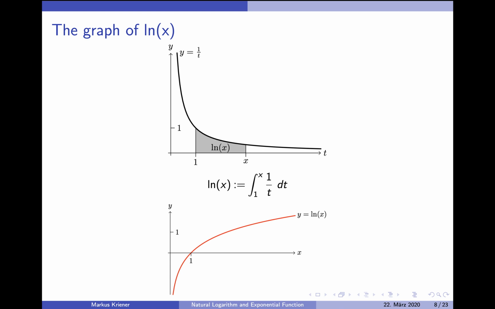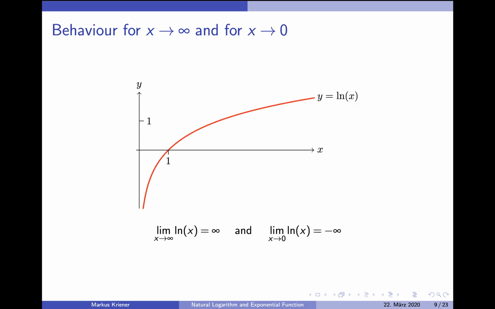Now, what happens if x goes to infinity? One can show that the area below the hyperbola is infinite, so ln of x goes to infinity, but very slowly. Now, the hyperbola is symmetric to the angle bisector, y equals x. So the area below the hyperbola between 0 and 1 is infinite as well. This means that ln of x goes to minus infinity as x goes to 0, and very quickly. In short, we have this.